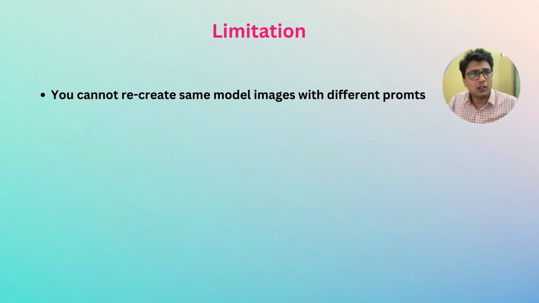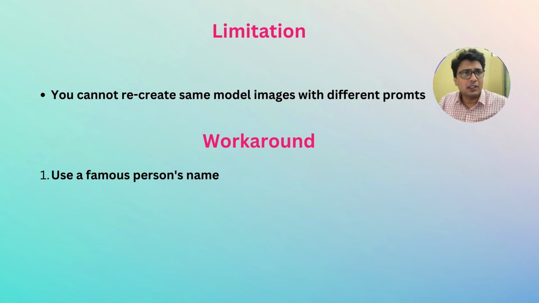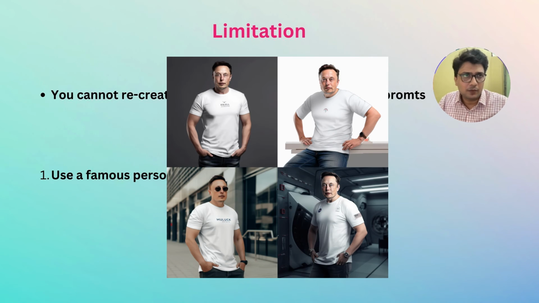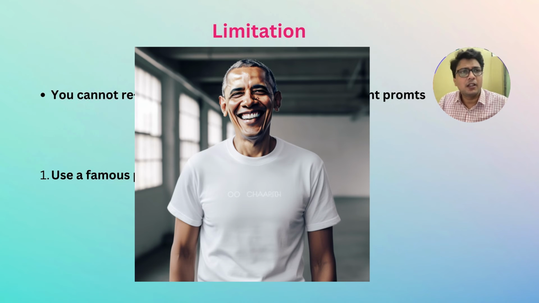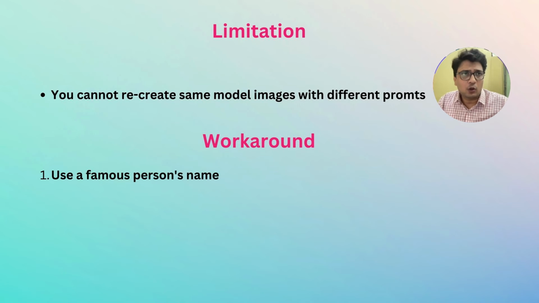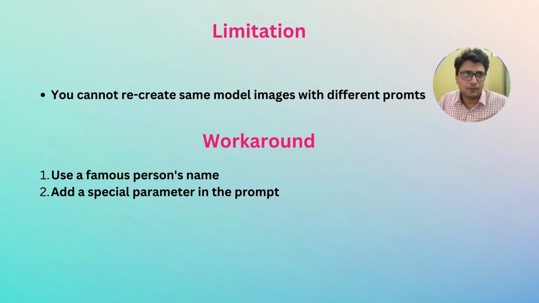So there are two workarounds to this limitation. Instead of using a generic model, you can give the prompt to generate mockups with famous personalities. Create a t-shirt mockup with Elon Musk wearing it, or maybe Barack Obama wearing it. In that case, Midjourney already identifies Barack Obama and Elon Musk, so it is bound to create images that look similar. The other workaround is a secret parameter that you can provide in the prompt. Let me show you what secret parameter I'm referring to.